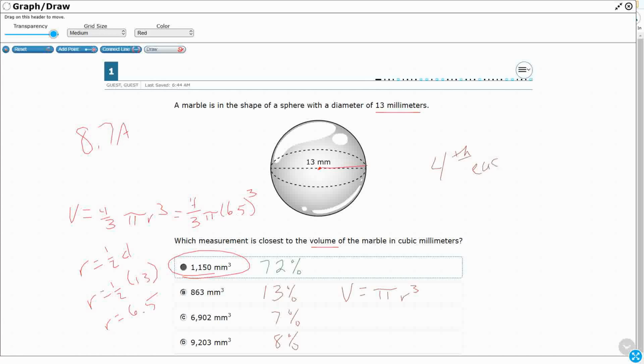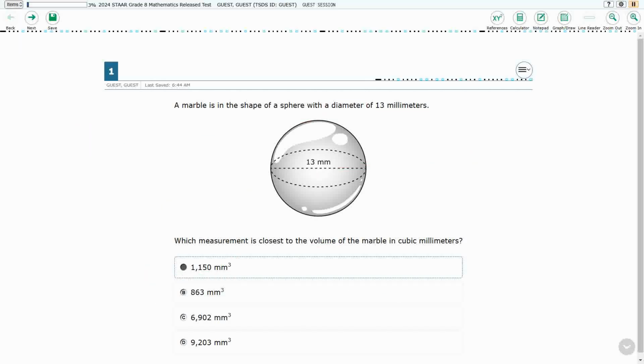In fact, this is the fourth easiest item on the test. So really, the one challenge here is they're typically going to give you the diameter. You need to convert that into a radius. And once you can do that, you are good to go.